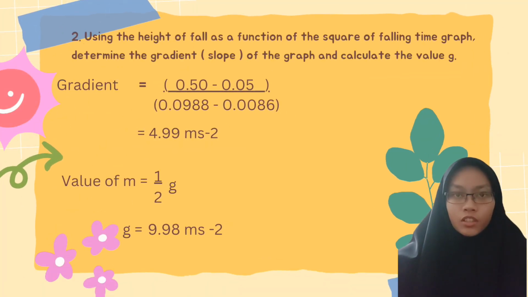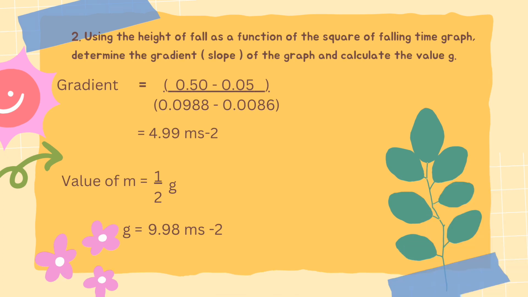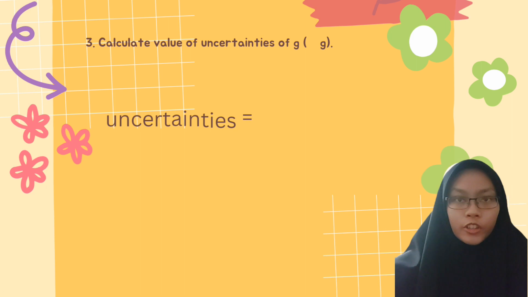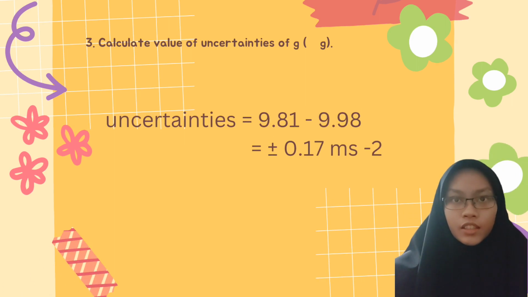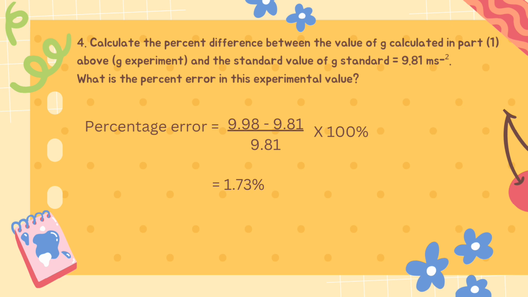For the second question, using the gradient formula, the gradient of the graph is 4.99 ms^-2, while the value of g is 9.98 ms^-2. For the third question, the uncertainty is ±0.17 ms^-2. And for the fourth question, the percentage error is 1.73%.